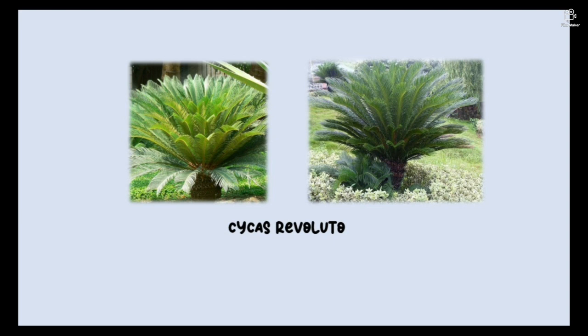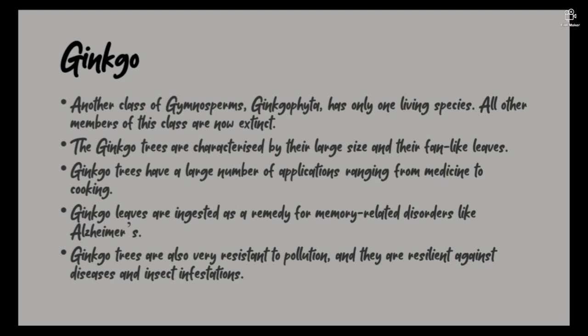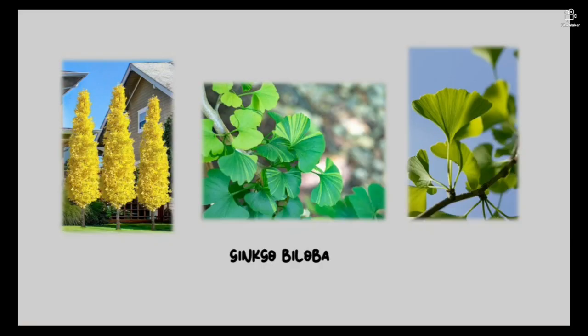Okay, now we proceed to the next one, which is Ginkgo. Ginkgo is another class of gymnosperms. Ginkgophyta has only one living species. All other members of this class are now extinct. The Ginkgo trees are characterized by their large size and their fan-like leaves. Ginkgo trees have a large number of applications ranging from medicine to cooking. Ginkgo leaves are ingested as a remedy for memory-related disorders like Alzheimer's. Ginkgo trees are also very resistant to pollution, and they are resilient against diseases and insect infestations. So let's look at the picture of one of the species of Ginkgo, which is Ginkgo biloba.